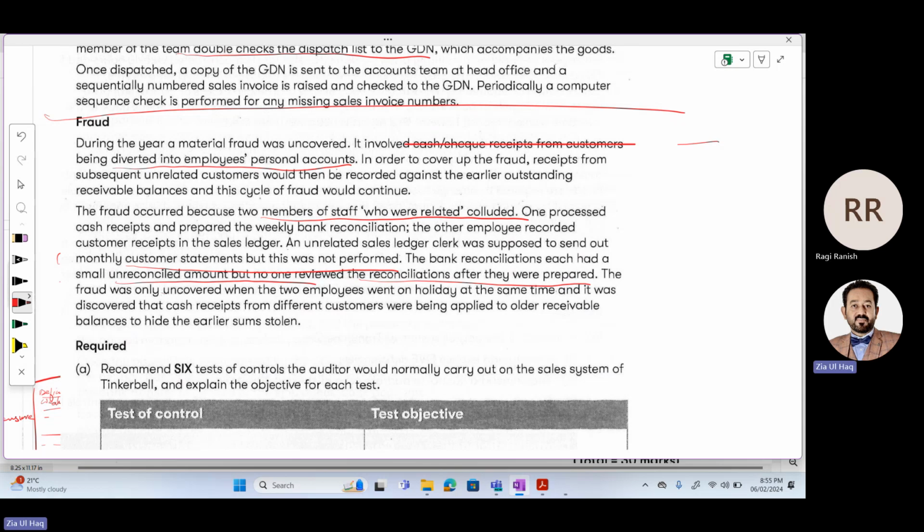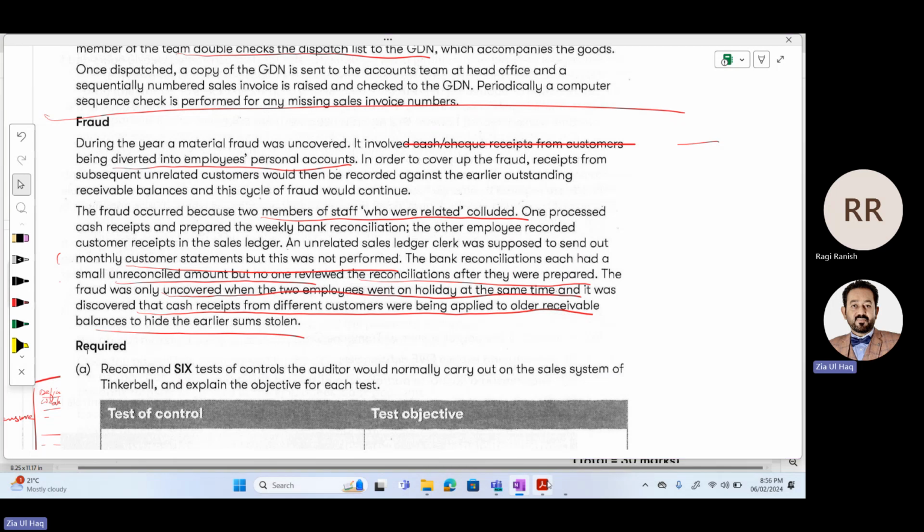So the fraud was only uncovered when the two employees went on holiday at the same time. And somebody who is working in the accounts department instead of them found differences and investigated in detail, and discovered there is a fraud. And it was discovered that cash receipts from different customers were being applied to older receivable balances to hide the earlier sums stolen.